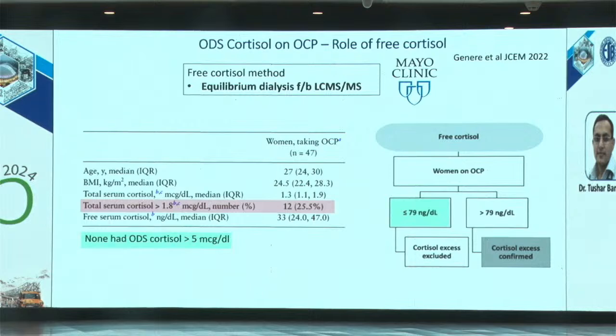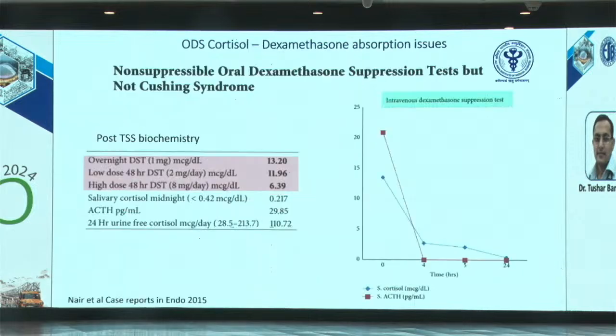In fact, of patients on OC pills, only 25% will have a false positive test. This was a study by Mayo Clinic, who clearly looked at the ONDST suppressed serum cortisol and free cortisol and compared these two values. They clearly showed that in patients who were on OC pills, the ODS never went more than 5, and more than 5 was the cutoff to pick up patients who had clinical and biochemical evidence of Cushing's. This suggests that if a patient is on OC pills, you do ODS, you don't have to stop it. If it is less than 5, then it's quite normal.